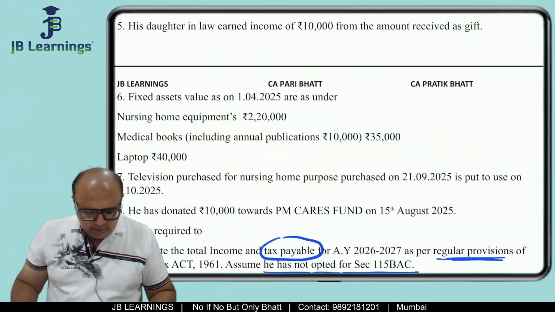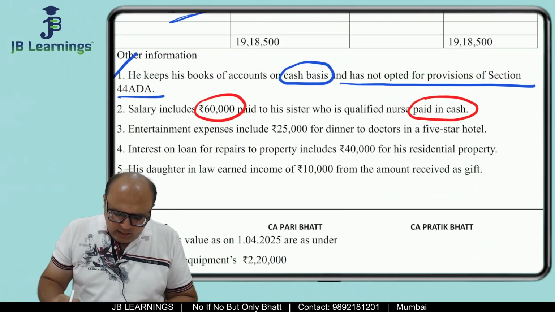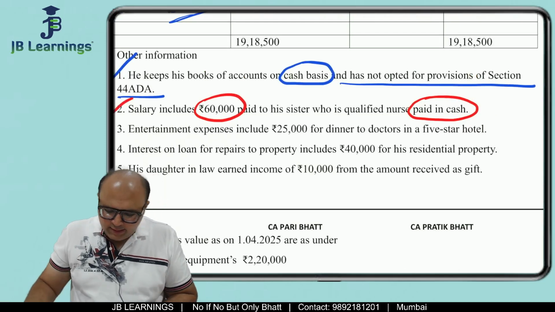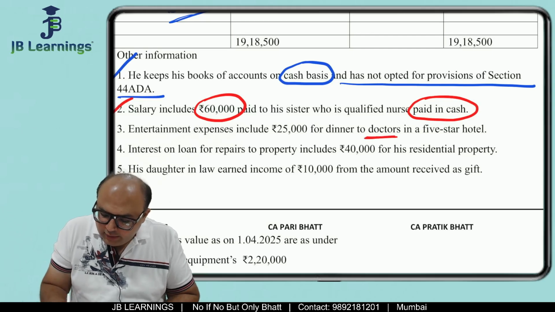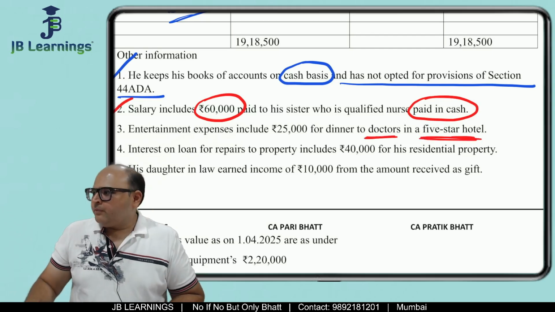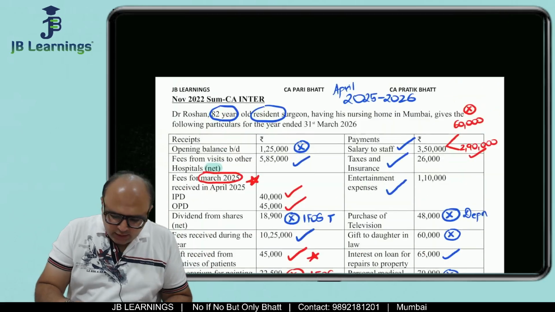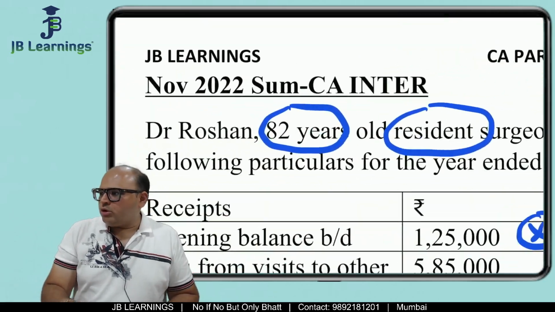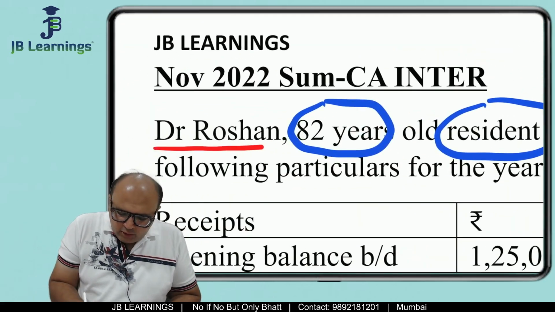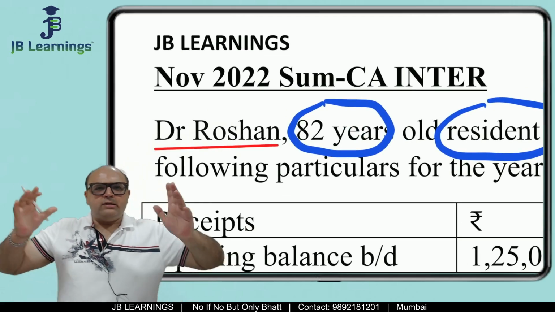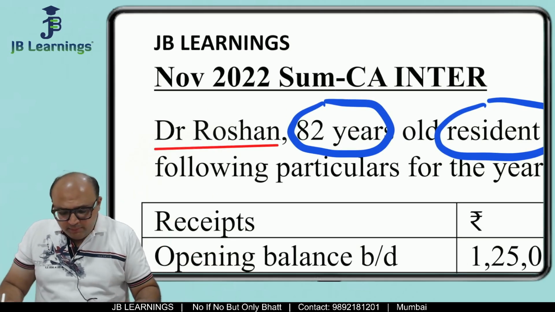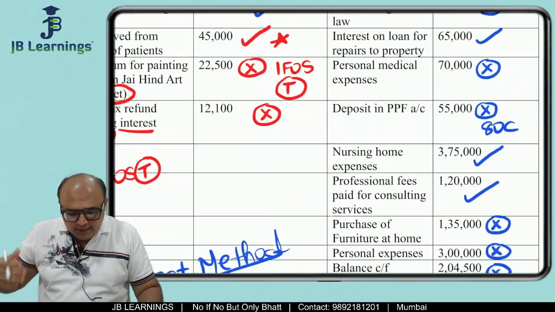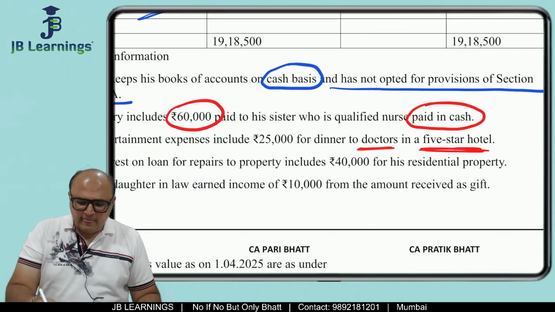Then the next adjustment, friends, is about entertainment expense: include 25,000 for dinner to doctors in a 5-star hotel. Now friends, we are solving the sum for Dr. Roshan. Now Dr. Roshan has spent some amount for some party. But the party was given to fellow friends, fellow doctors only.